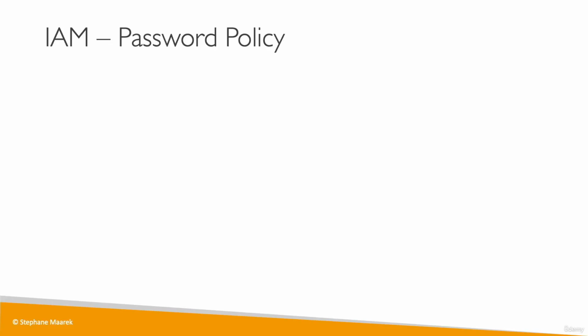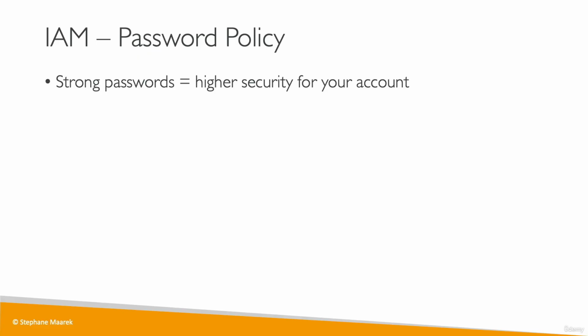Now that we have created users and groups, it is time for us to protect these users and groups from being compromised. So for this, we have two defense mechanisms. The first one is to define what's called a password policy. Why? Well, because the stronger the password you use, the more security for your accounts. So in AWS, you can set up a password policy with different options.